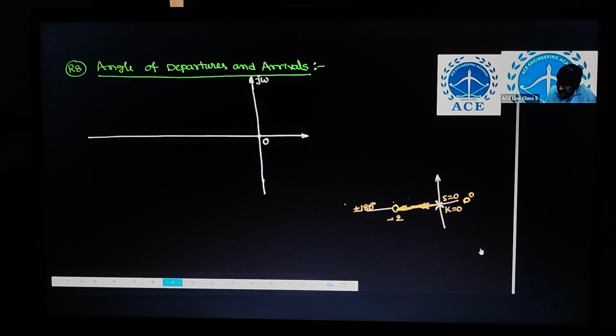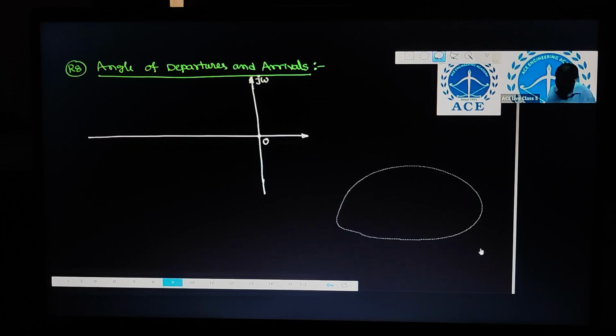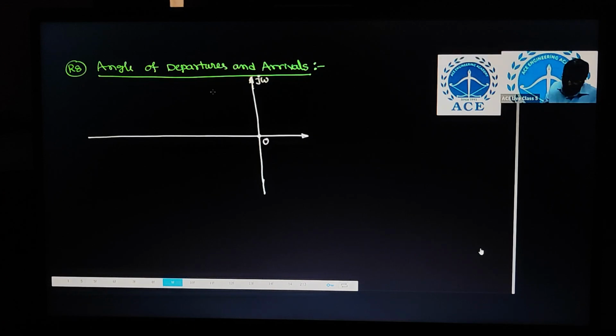Right. So like this, we don't require any angle of departure and arrival for real poles and real zeros. Remember. Okay? For a complex pole, for example, I'll represent a complex pole here. Now what is the angle of departure? Come on, can you tell directly, anybody?